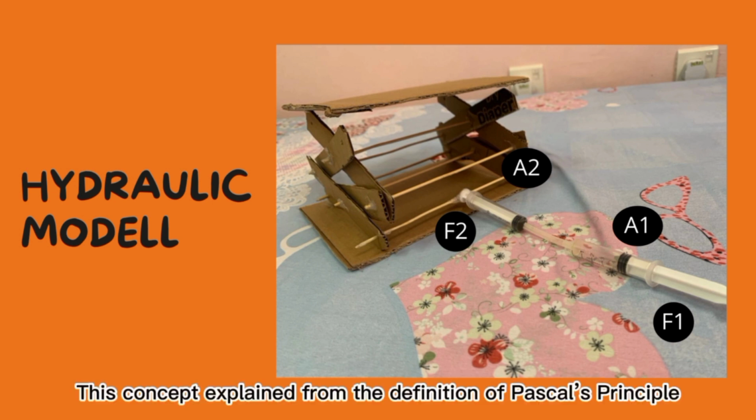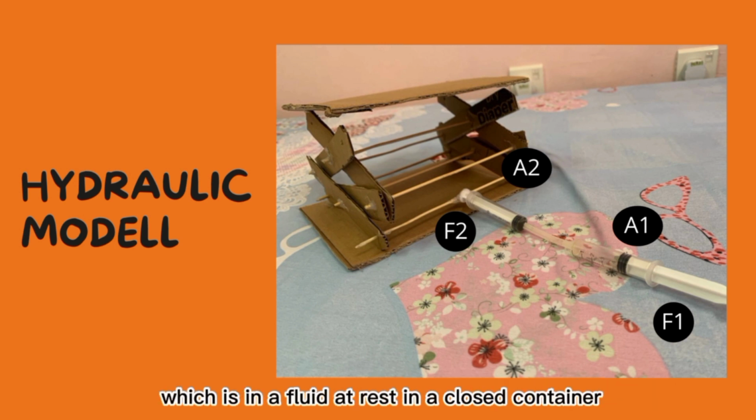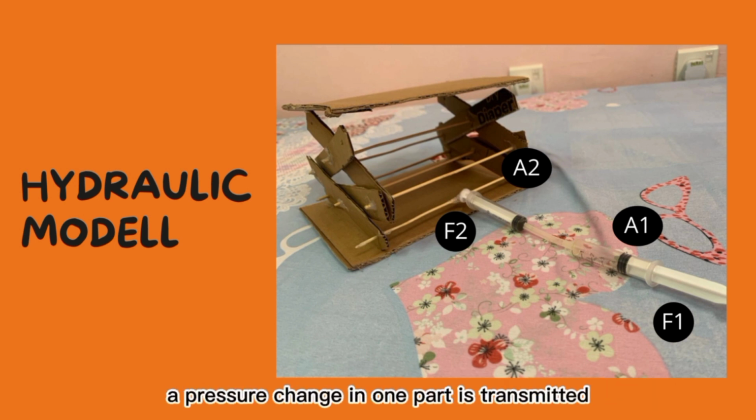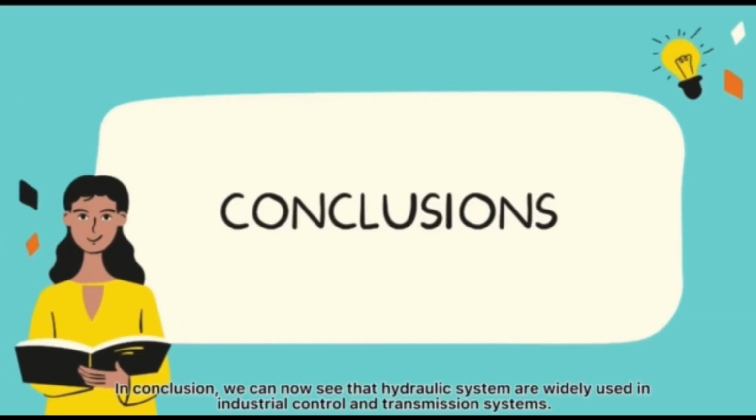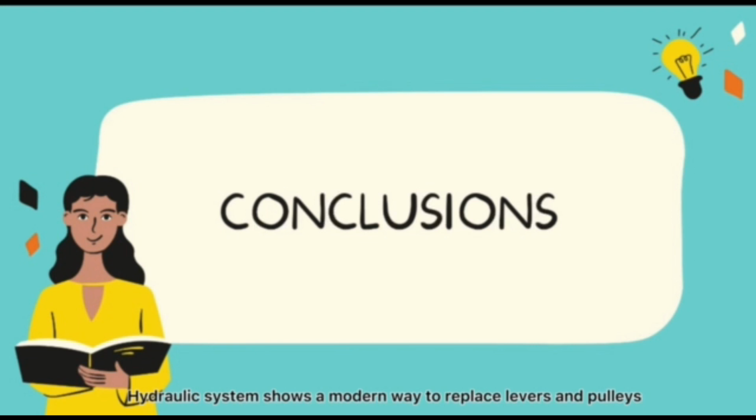This concept is explained from the definition of Pascal's principle, which is, in a fluid at rest in a closed container, a pressure change in one part is transmitted without loss to every portion of the fluid and to the walls of the container. In conclusion, we can now see that hydraulic systems are widely used in industrial control and transmission systems. Hydraulic systems show a modern way to replace levers and pulleys, as they only require a small amount of power to lift a load.